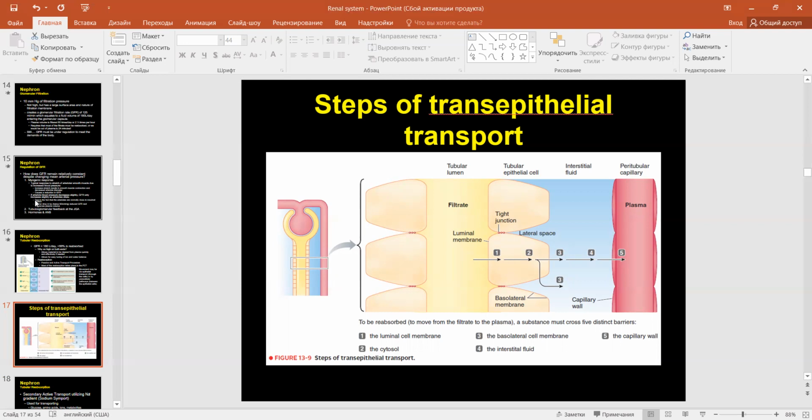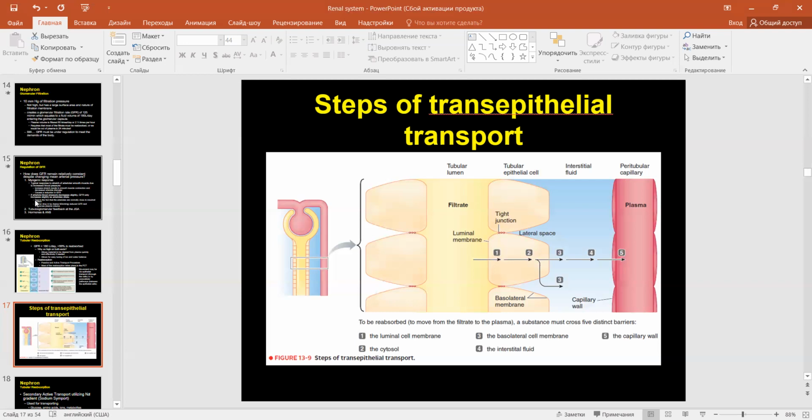To be reabsorbed, a substance must go across 5 distinct barriers. First, it must leave the tubular fluid by crossing the luminal membrane of the tubular cell. Second, it must pass through the cytosol from one side of the tubular cell to the other. Third, it must cross the basolateral membrane of the tubular cell to enter the interstitial fluid. Fourth, it must diffuse through the interstitial fluid. And the last one, it must penetrate the capillary wall to enter the blood plasma. This entire sequence of steps is known as transepithelial transport.